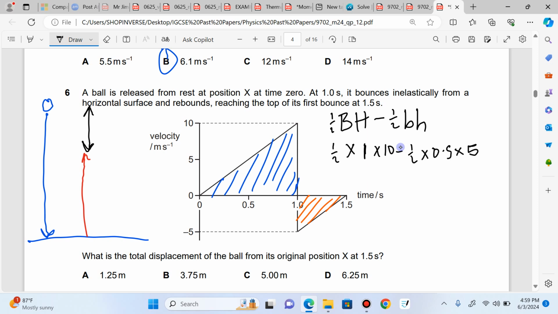So half multiplied by 1 times 10, you have 5, minus half multiplied by 0.5 times 5, you have 1.25. 5 minus 1.25 will give you 3.75 meters. And that makes B the correct answer to question number 6.